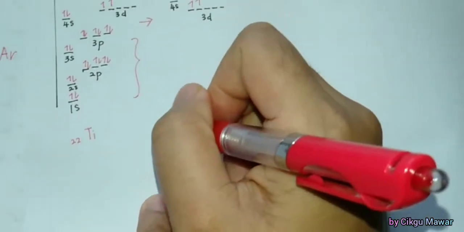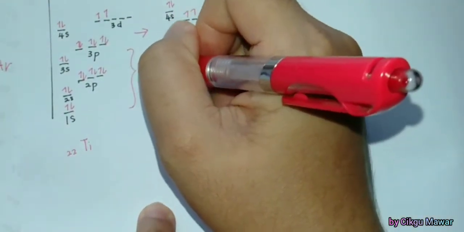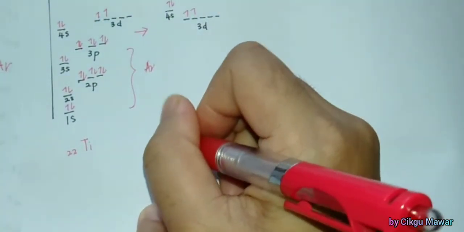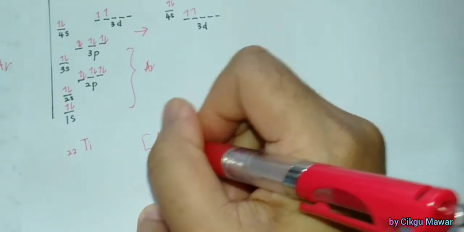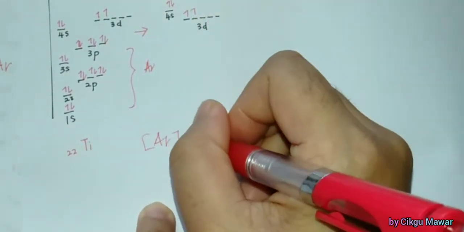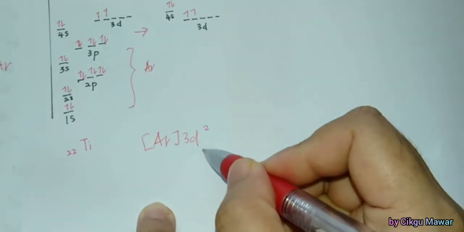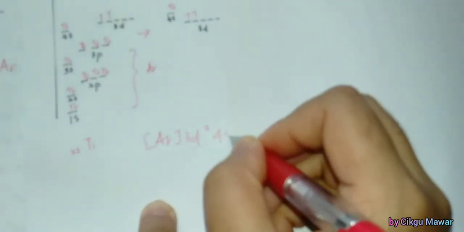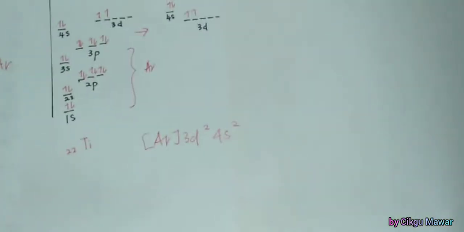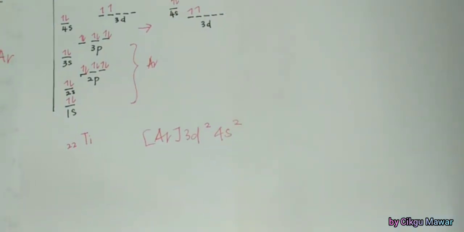write it down like this. So this one is argon, 18, followed by 3d2, and then 4s2. So this is the electronic configuration of titanium, which is a transition element.